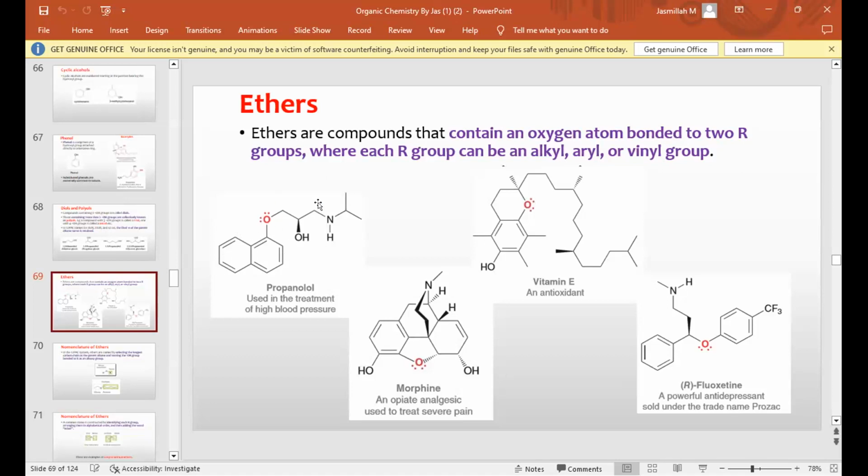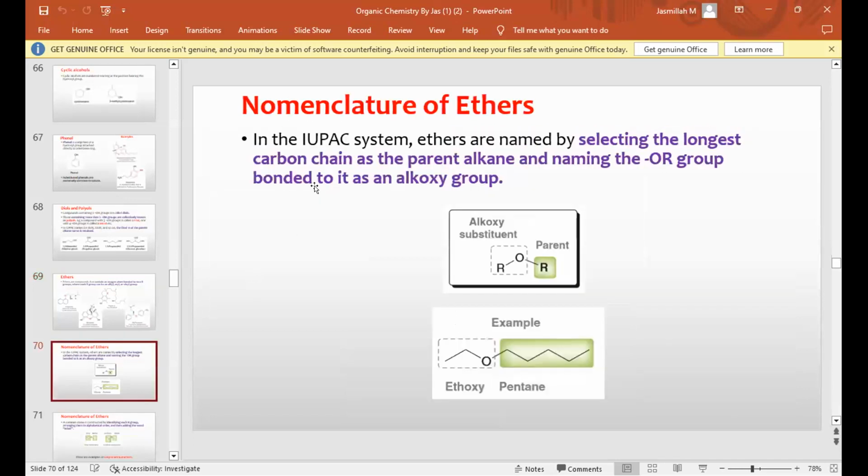It can be alkyl and alkyl, aryl and aryl, vinyl and alkyl. So whenever you see an oxygen bonded to those two, we know they are ethers. So for naming of ethers, there are two ways of naming them, and I'm going to show you. The first one is where we select the longest carbon chain as the parent alkane and name the OR group bonded to it as the alkoxy group.